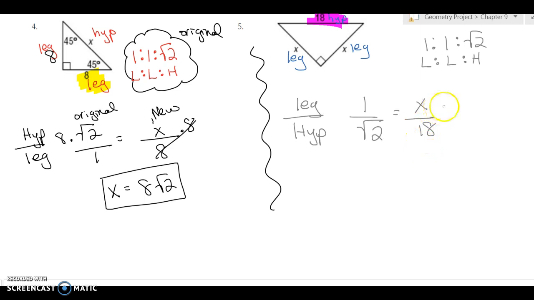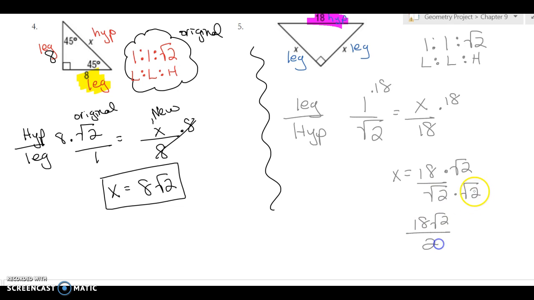So to get rid of a divide by 18, I multiply by 18. And so I get X is equal to 18 over square root of 2. But now I need to times by the square root of 2 on top and bottom, because it's that rationalizing the denominator. And so now I get 18 square root of 2 over 2, because 2 times 2 is 4, and the square root of 4 is 2. And so this becomes 9 square root of 2.